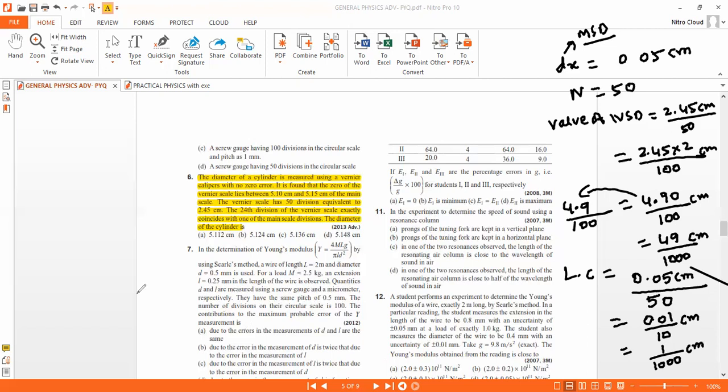So now the diameter of the cylinder is main scale reading plus Vernier coincidence times least count. Now main scale reading: first it is in between, so that is 5.1 centimeter. And Vernier coincidence, they gave 24th division. 24 into 1 by 1000 centimeters.